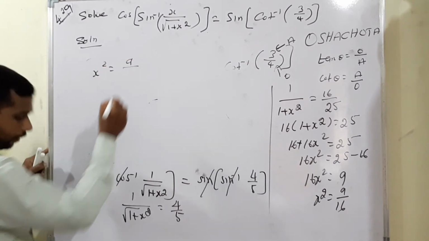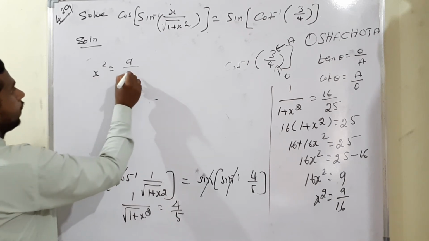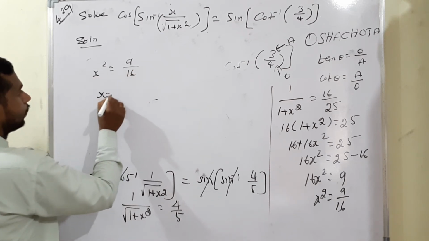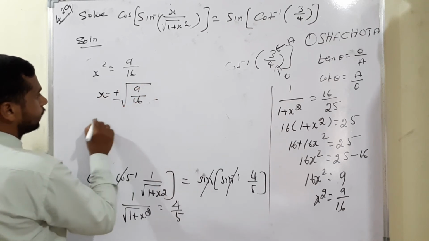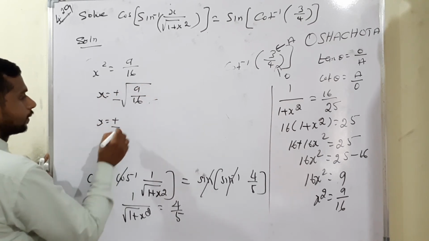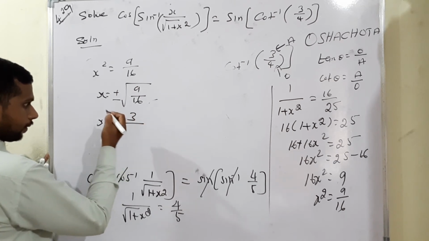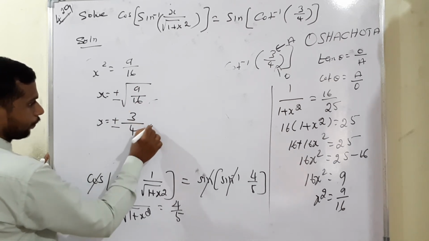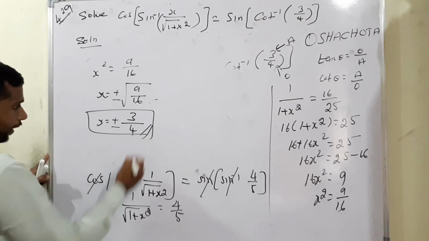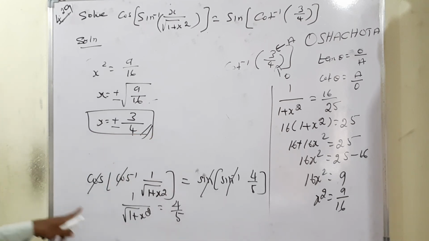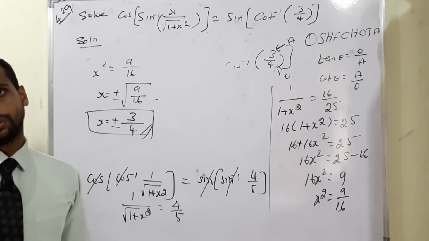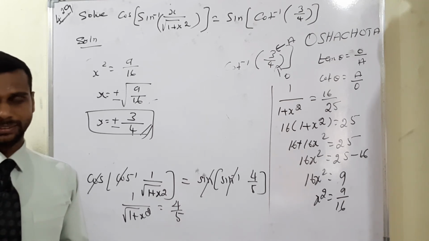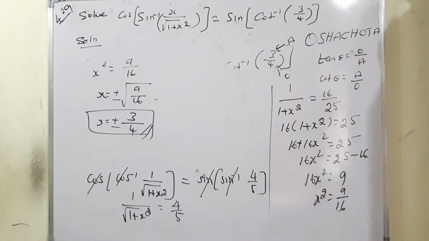x square is equal to 9 by 16 means x is equal to plus or minus square root of 9 by 16. Therefore, x is equal to plus or minus, square root of 9 means 3, square root of 16 means 4. Therefore, the answer is x is equal to plus or minus 3 by 4. Okay, so the example is over. In chapter number 4, I will continue with the last exercise 4.5. Okay.